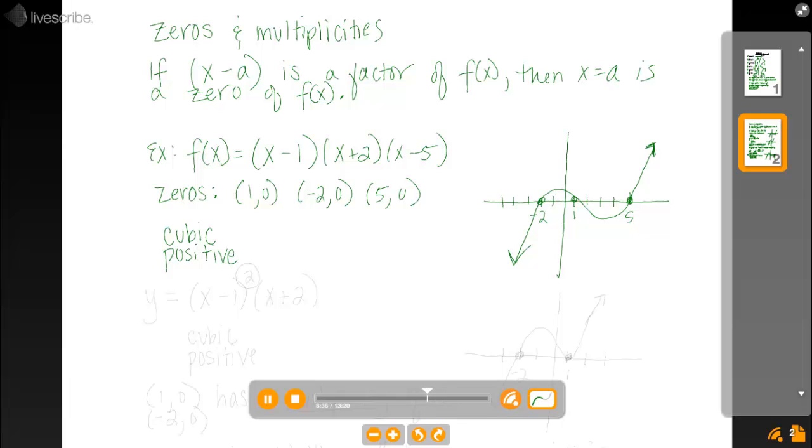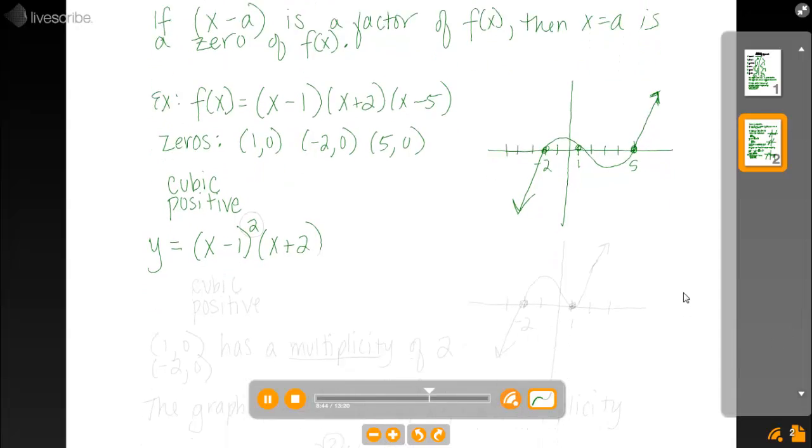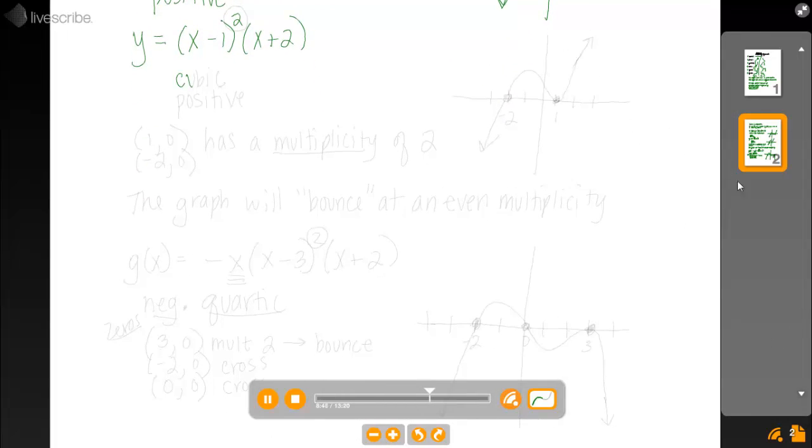Let's look at something a little bit different. How about y equals the quantity x minus 1 squared times x plus 2? You'll notice it's still a cubic, it's still positive, but what the heck does this squared thing do to the 0? I mean, 1 is still a 0, but because that factor is squared, we would say that that 0 has a multiplicity of 2.